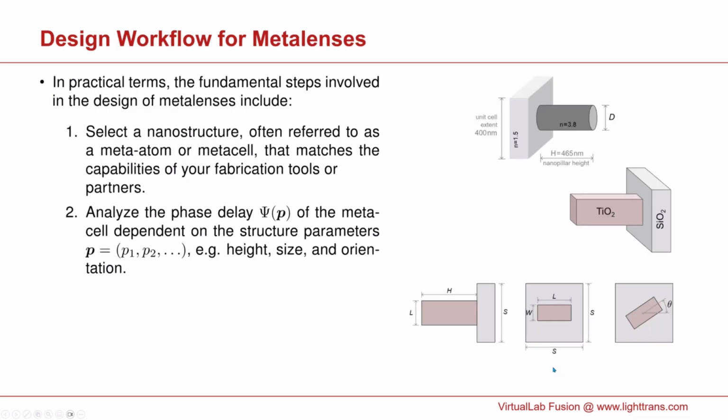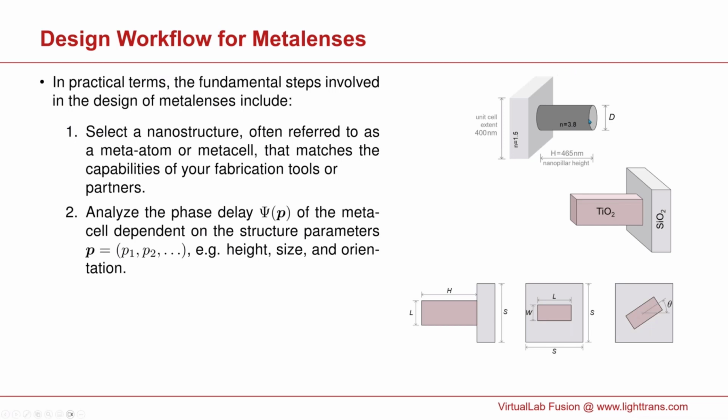Now, in practical terms, the fundamental steps involved in the design of metalenses include the following. Select a nanostructure, often referred to as a meta-atom or a meta-cell, that matches the capabilities of your fabrication tools or your fabrication partners. So that's the first step. Find out what they can fabricate and what you can fabricate. You know what you need. You need some kind of nanostructure in the region of about 400 nanometers. So about 0.5 lambda is what you need. And you need to know what you can do on this level, right? And this gives you an idea to go ahead.